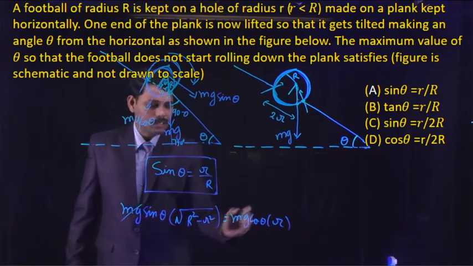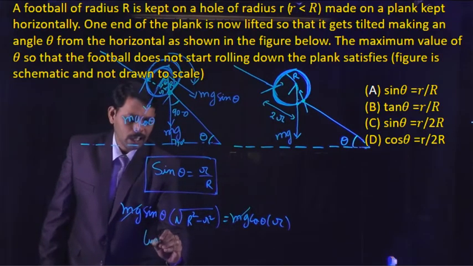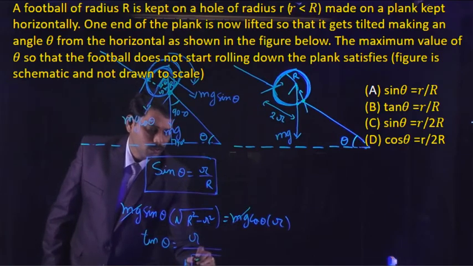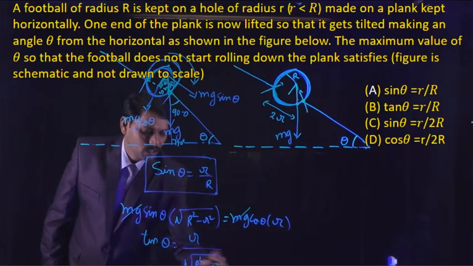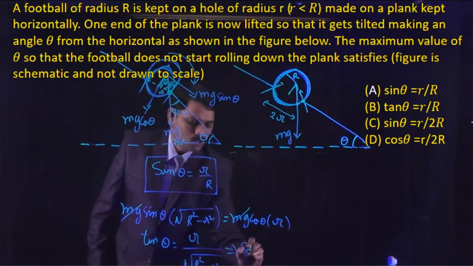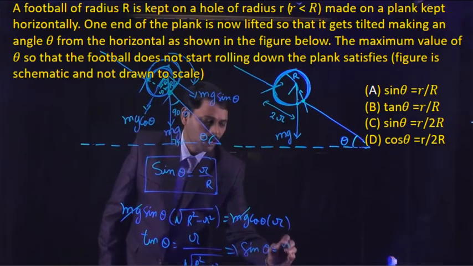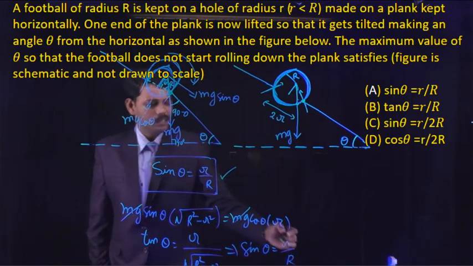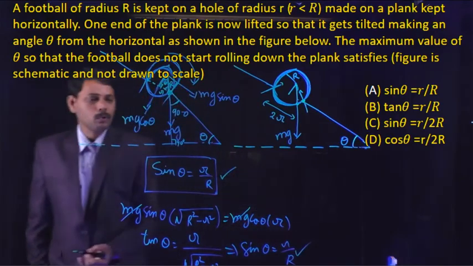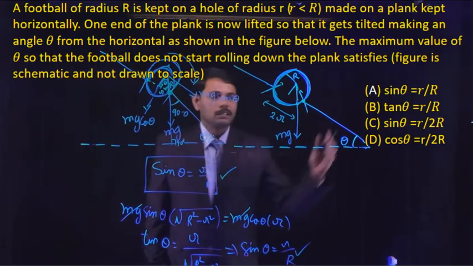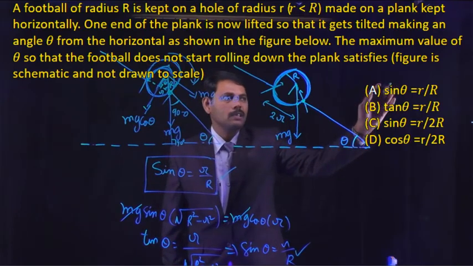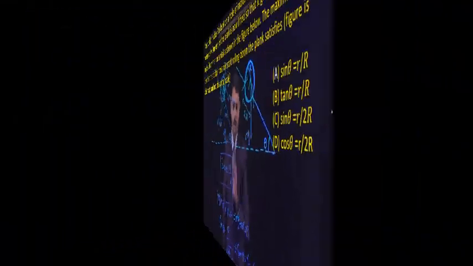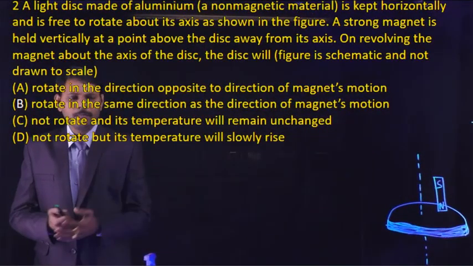Mg also cancels on both sides. We get tan theta is equal to small r divided by square root of R square minus small r square. From this also we get sin theta is equal to small r divided by capital R. So either directly by using the first explanation or by the second explanation, we proved that sin theta is equal to small r by capital R. Here the first option, sin theta is equal to small r by capital R, is correct. Students, come to the next problem.